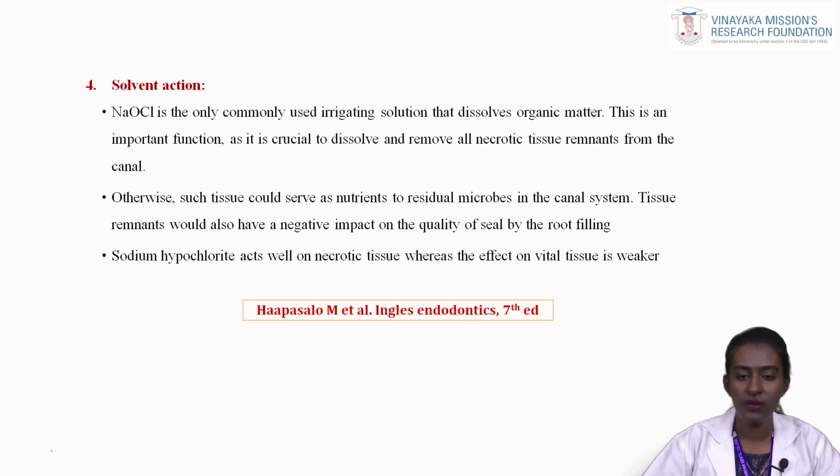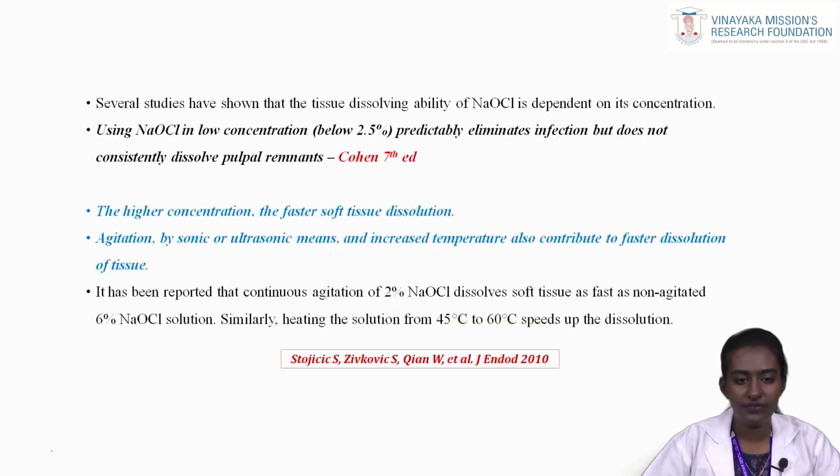As for the solvent action, this is the most common irrigating solution used to dissolve organic matter, and sodium hypochlorite acts both on the necrotic tissue as well as on the vital tissue, though the effect is weaker. Several studies have found that the tissue dissolving capacity of sodium hypochlorite is dependent on the concentration. It has been reported that with continuous agitation, 2% sodium hypochlorite dissolves soft tissue as fast as a non-agitated 6% solution, and heating the solution from 45 degrees Celsius to 60 degrees Celsius also speeds up the dissolution.